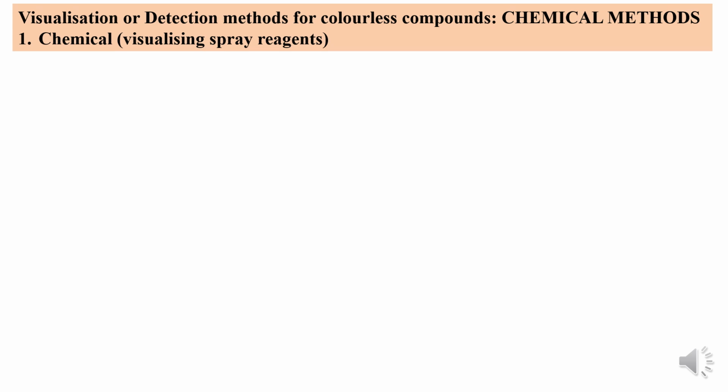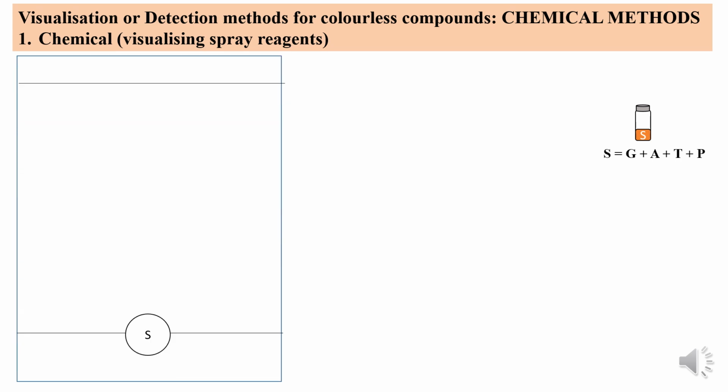Now the visualization or detection method for colorless compounds is purely based on chemical methods. We are using a chemical for visualizing the colorless spots, and you make use of visualizing spray reagents. So for our experimentation, the given sample mixture, which is made up of glycine, alanine, tyrosine and phenylalanine, is applied on the baseline. Around 2 to 5 microliters of a 1% solution of the sample mixture is applied on the baseline, and make sure the diameter of the spot does not exceed 2 to 3 millimeters.